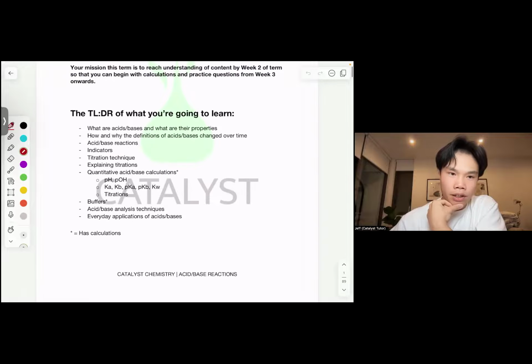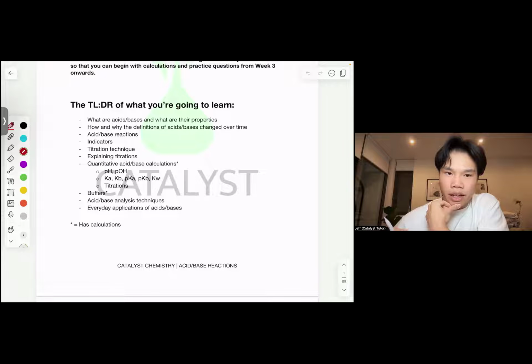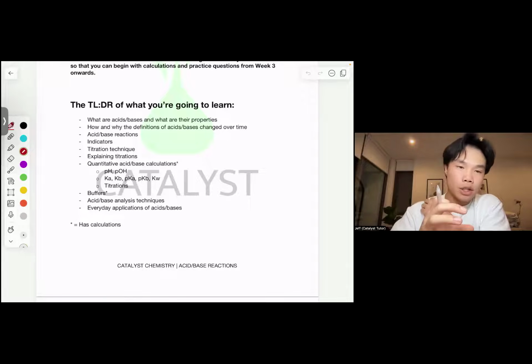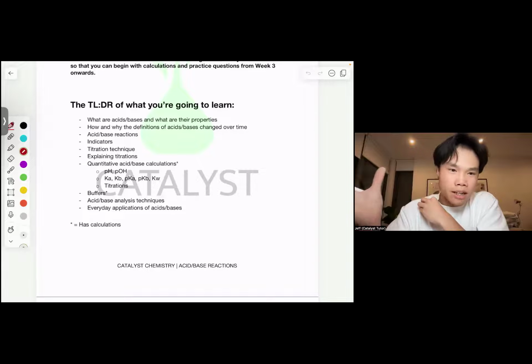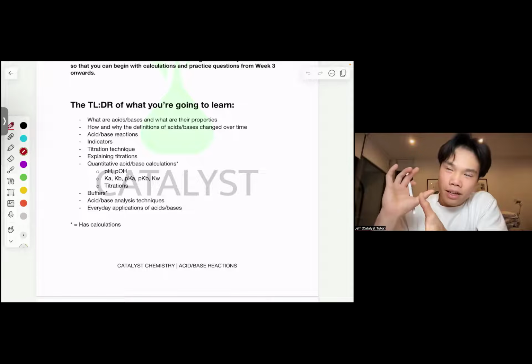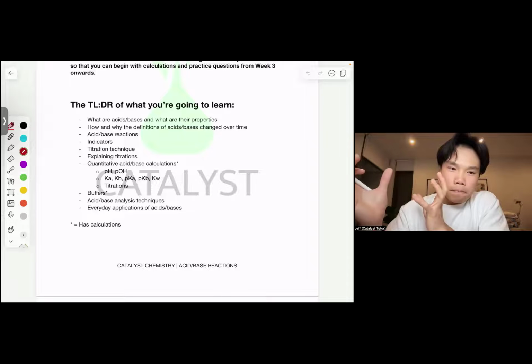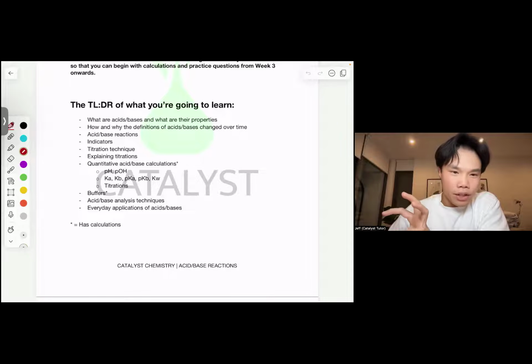We're going to cover what acids and bases are, what their properties are, how you define an acid and base, the different definitions over the course of time. Acid-base reactions, you need to know what an indicator is, titration technique, explaining titration curves, so both the pH ones and conductometric, the different calculations, pH, pOH, Ka, Kb, pKa, pKb, Kw, and titration calculations, buffers, natural systems, and then industrial applications. We also will look at buffer calculations at the very end.